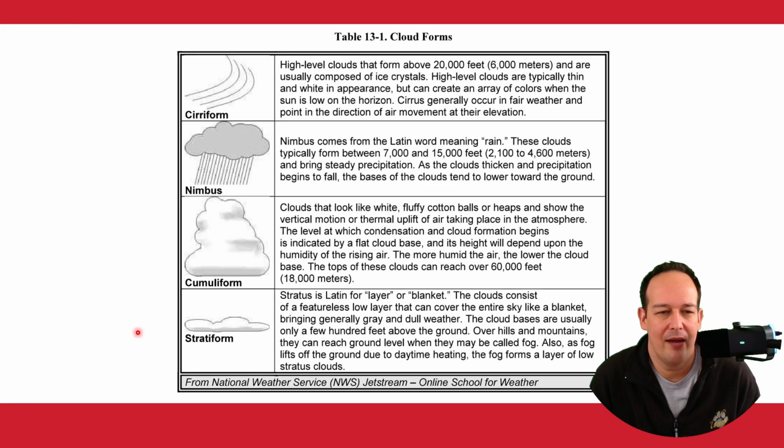And so here we have the different cloud types. We have stratiform clouds. We have cumuliform clouds. Anytime you see the word nimbus or nimbo, that means rain, basically.